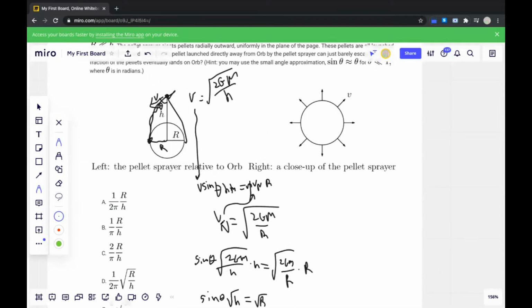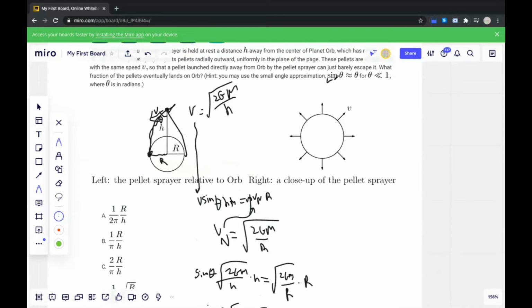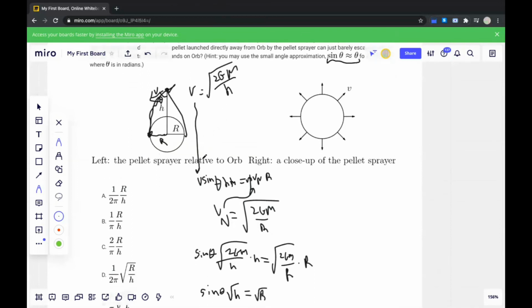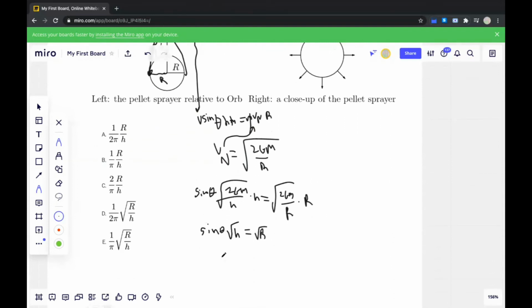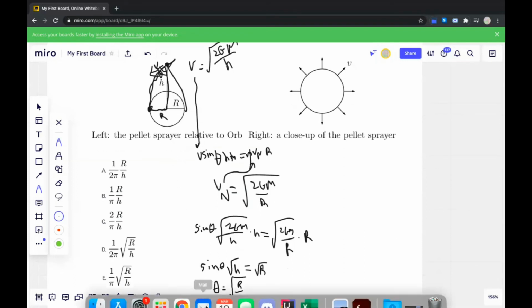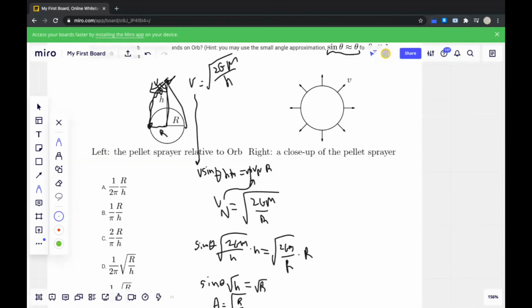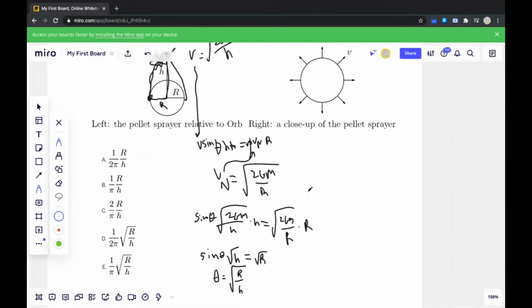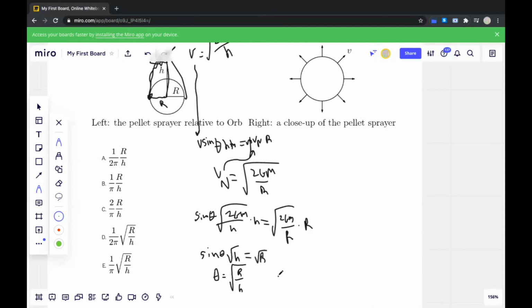And now we can use the hint that they gave us, that sine theta is approximately theta, because theta is very small. So if we replace sine theta with theta, we get theta is equal to square root of r over h. So this means that this angle right here, from the velocity to the vertical, is square root of r over h. This means that the range of angles that will eventually reach the planet orb is going to be 2 times theta, which is 2 times the square root of r over h.